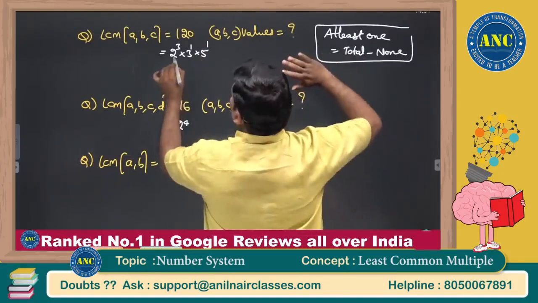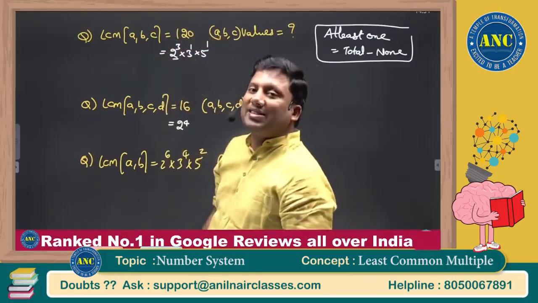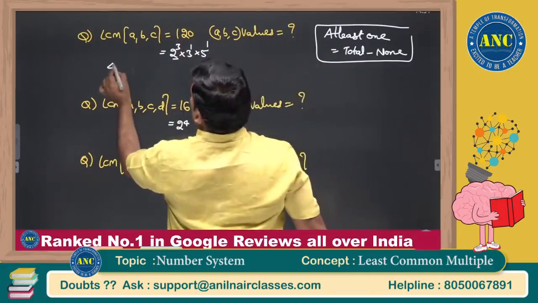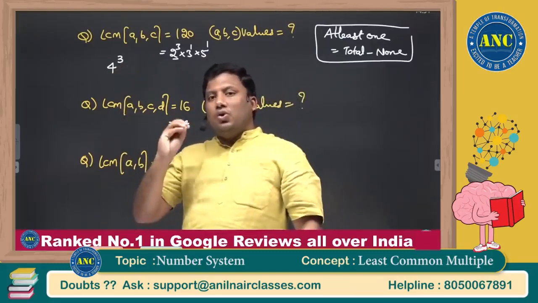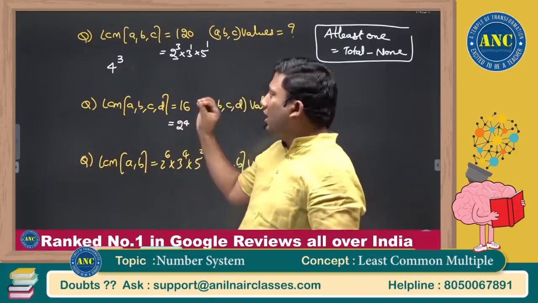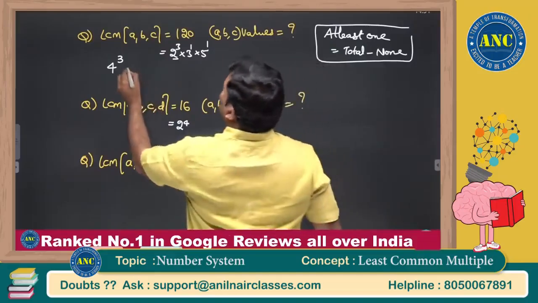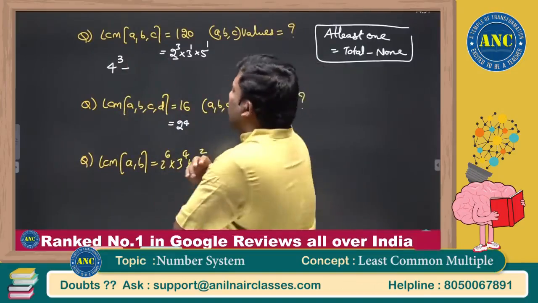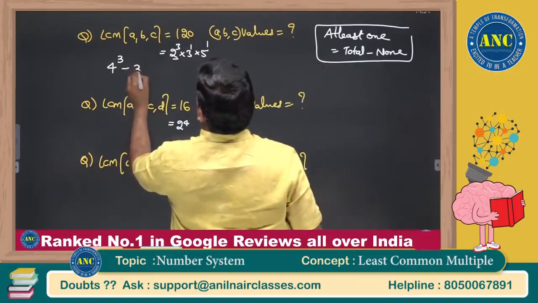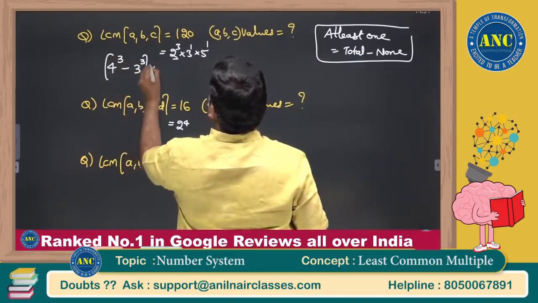At least one is total minus none. Total means 2 power 3, from 0 to 3, how many cases are there? 4 cases. A can take 4 cases, B can take 4 cases, C can take 4 cases. In 64 ways, you can give the powers of 2 onto A, B and C. Minus none: don't give 2 power 3, remaining give all the cases, 0 to 2. How many cases? 3 cases. A can take, B can take, C can take. 4 cube minus 3 cube.